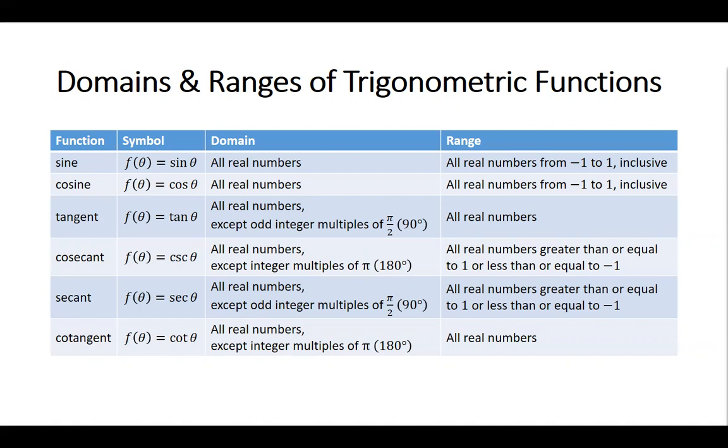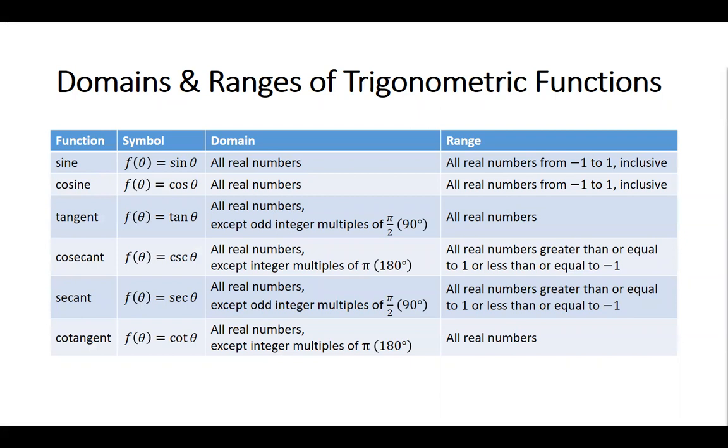But if we do it as a function of the angle, then that angle can go from -infinity to +infinity. So as such, the domain is all real numbers. The range, which is still going to be the output, the y value, is still going to go from -1 to 1, just like on the unit circle. Cosine, domain is also all real numbers, and the range is from -1 to +1 inclusive.